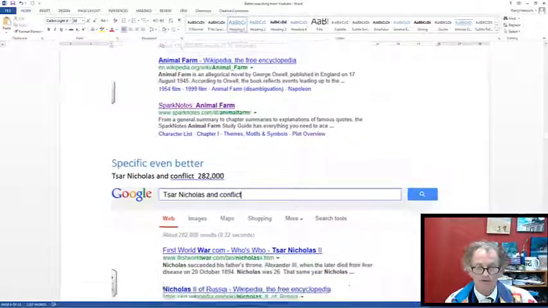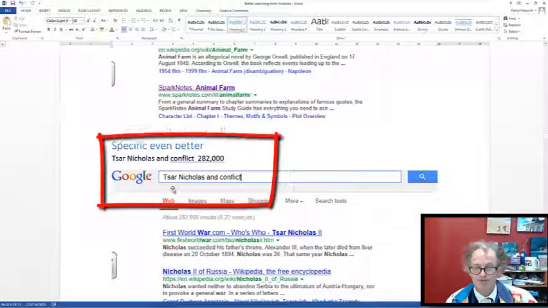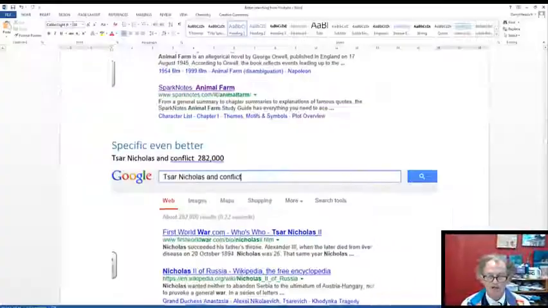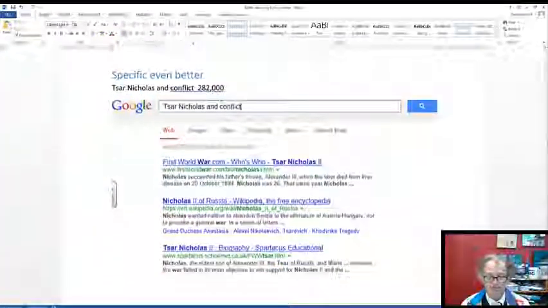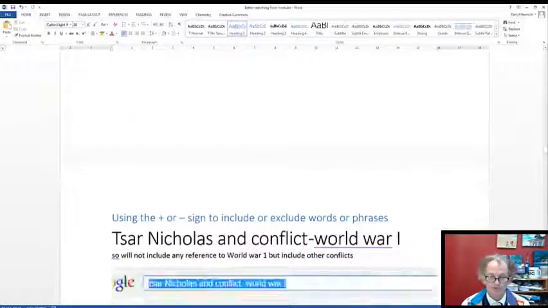As we said before, being very specific is even better. So if I'm going to investigate some of the ideas on Tsar Nicholas and conflict, it would be better to put in Tsar Nicholas and conflict rather than just writing down conflict or Tsar Nicholas, and then having to trawl through. So this will basically relate both of those, or find articles that have all those terms in it. So you can see again being specific is very, very important.